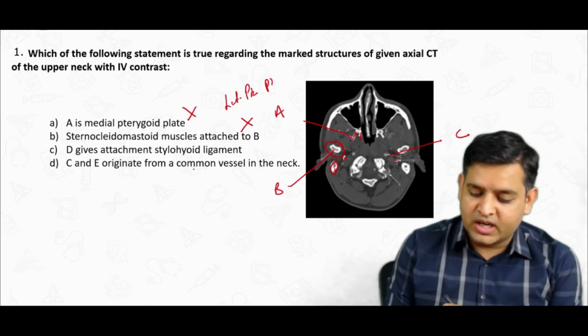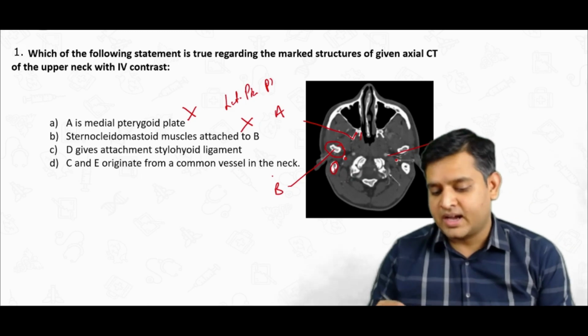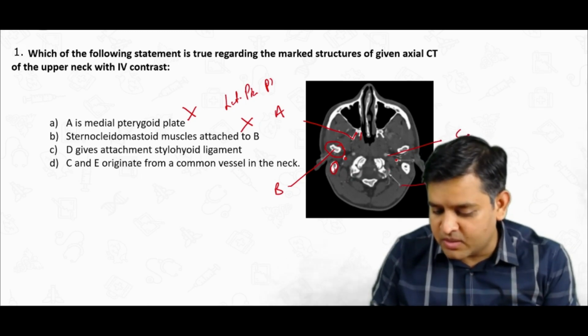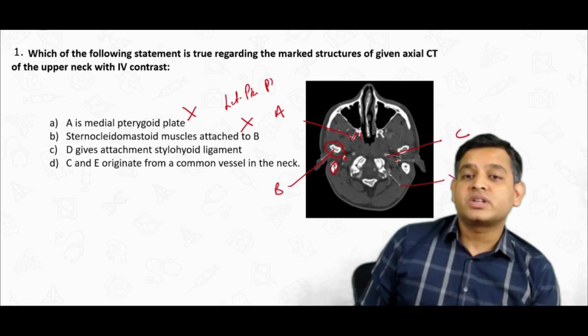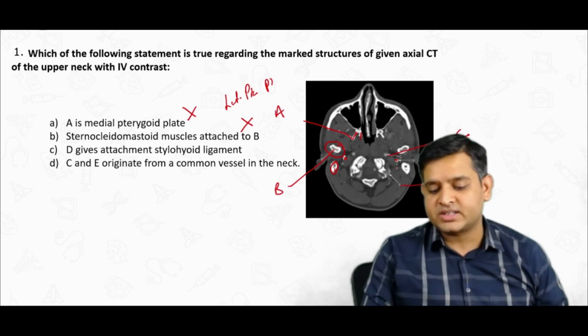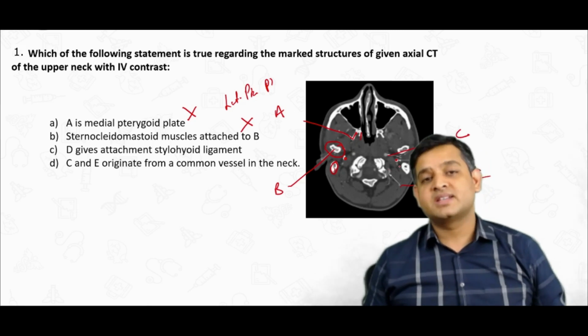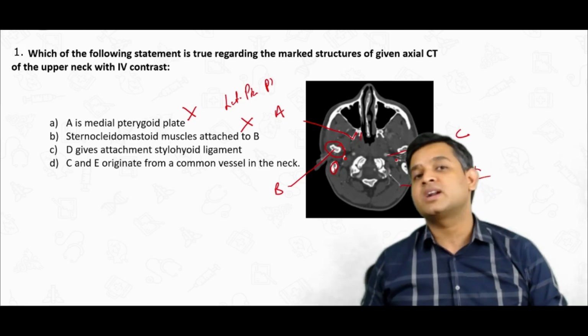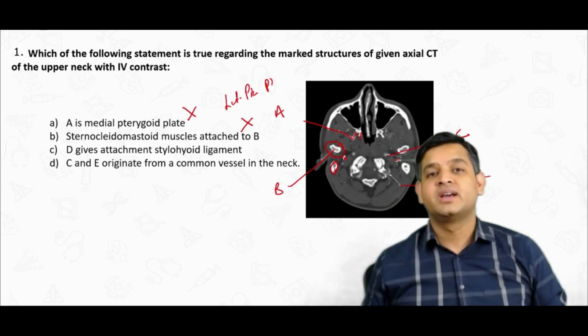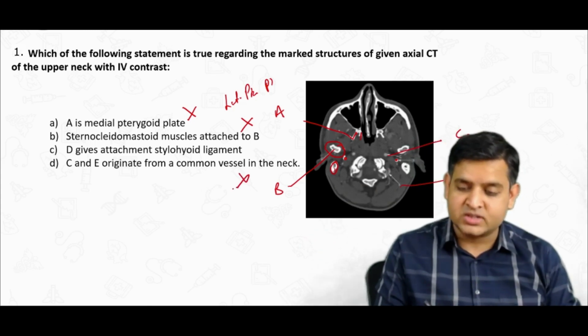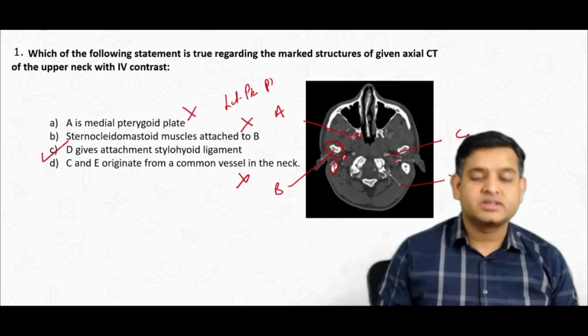C and E originate from a common vessel in the neck. Now E is actually the vertebral artery. This is not an external carotid artery. This is an external carotid artery. E is the vertebral artery, so C and E are not originating from a common vessel. It is the external and internal carotid arteries that originate from a common vessel, and that is also wrong. So the answer is C.